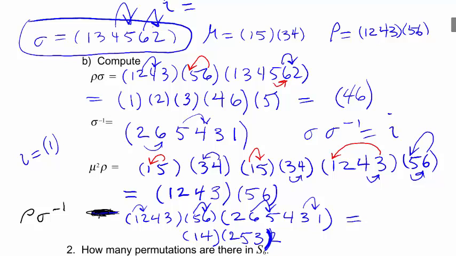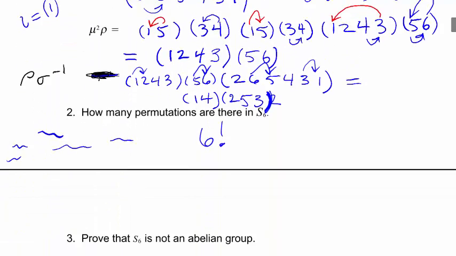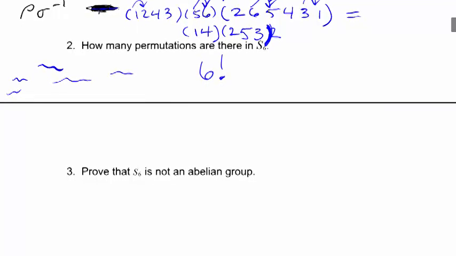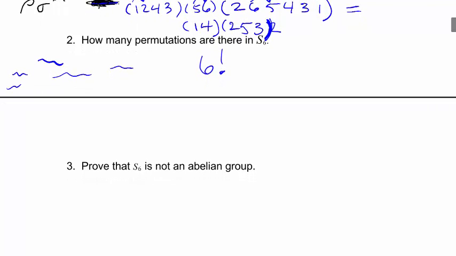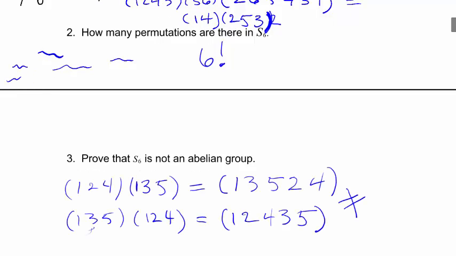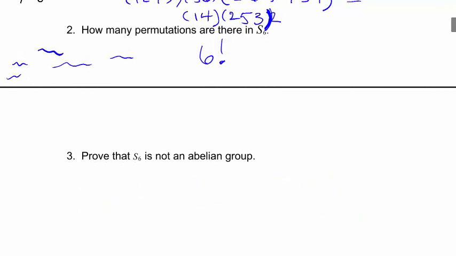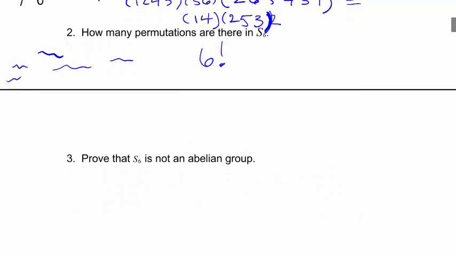How many permutations are there in S6? Well, there's 6 factorial. For the same reasoning, there were 3 factorial in S3. And the last question is, oh, excuse me, I don't know if you saw me write that. So you see that these two are not the same, and that is sufficient to prove that Sn is not an abelian group. Prove that S6 is not an abelian group.